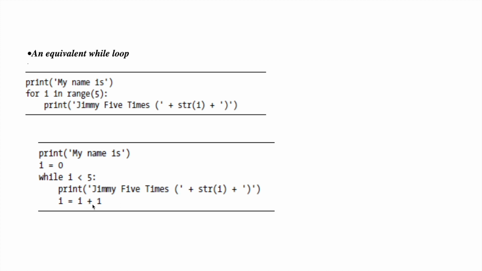Again it will update, 1 plus 1 is 2. 2 less than 5? Yes. It will print again. Again it will update, 2 plus 1 is 3. 3 less than 5? Yes. So this is also the same code. This also prints the Jimmy statement 5 times. How many times? 5 times. Okay. Same, I converted the equivalent for loop to a while loop. You can do this. Okay.